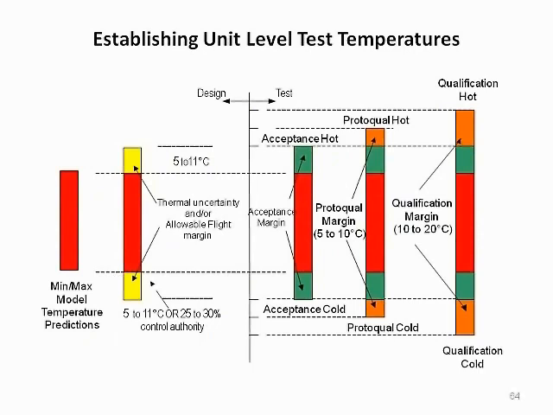Next, we see a more quantitative summary of common margins. The margin between analysis and acceptance tests is typically 5 to 11 degrees C, although this may be replaced with control authority margin in active thermal designs. The margin between acceptance and proto-qualification tests is usually 5 to 10 degrees C. Margin between acceptance and qualification test is 10 to 20 degrees, depending on the organization.